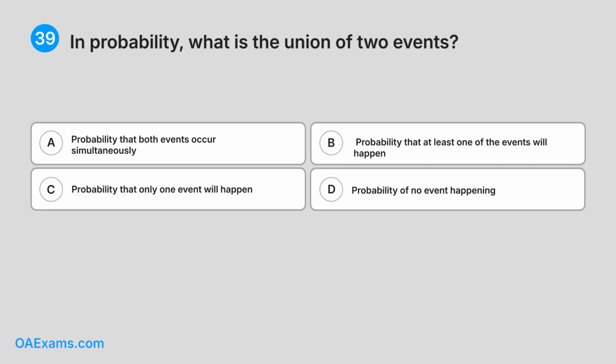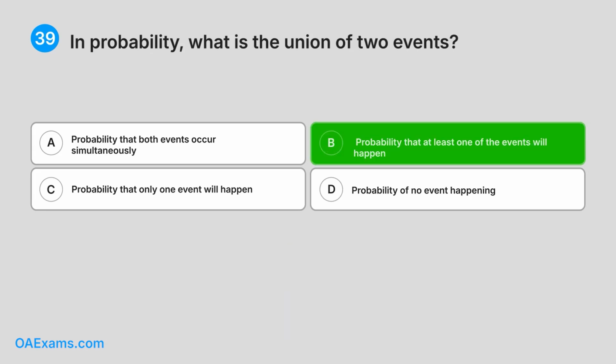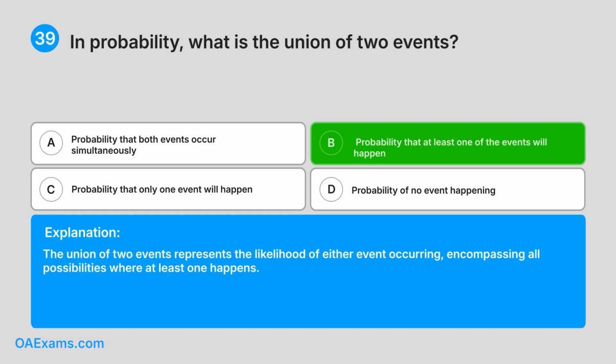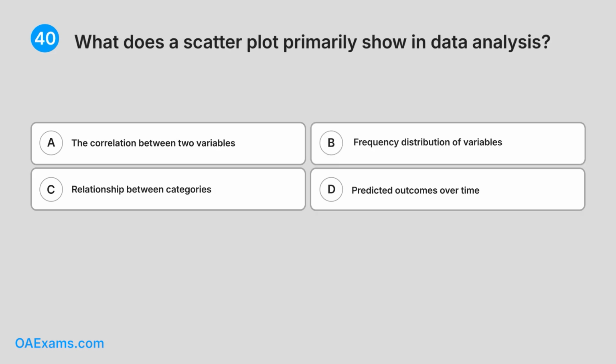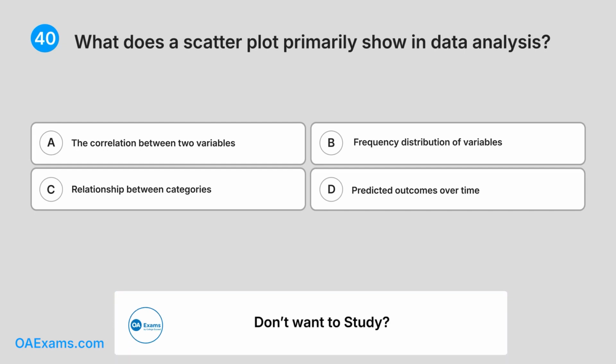Correct answer. B. Probability that at least one of the events will happen. Explanation. The union of two events represents the likelihood of either event occurring, encompassing all possibilities where at least one happens.